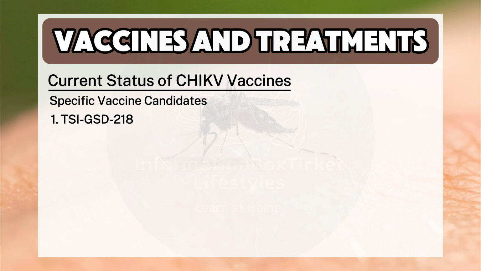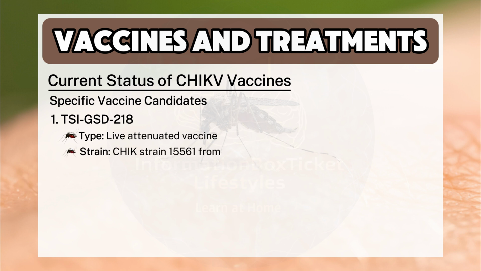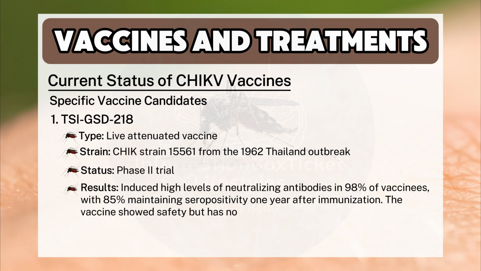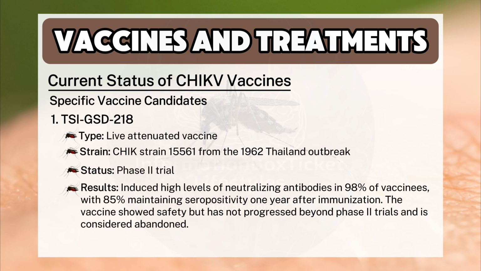1. TSI-GSD 218. Type. Live attenuated vaccine strain, CHIKV strain 15561 from the 1962 Thailand outbreak. Phase 2 trial results. Induced high levels of neutralizing antibodies in 98% of vaccinees, with 85% maintaining seropositivity 1 year after immunization. The vaccine showed safety, but has not progressed beyond Phase 2 trials and is considered abandoned.